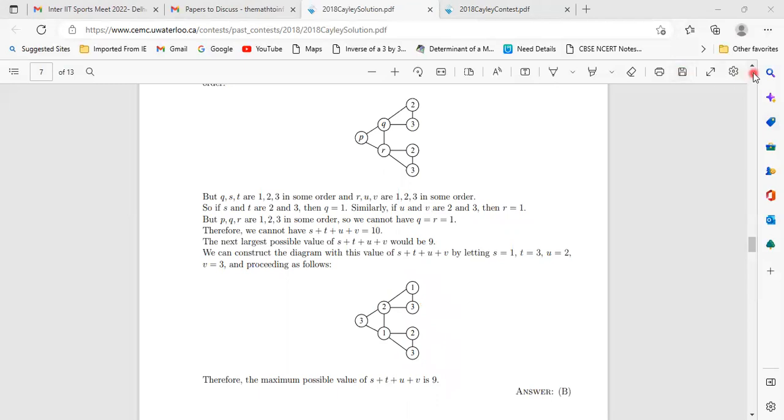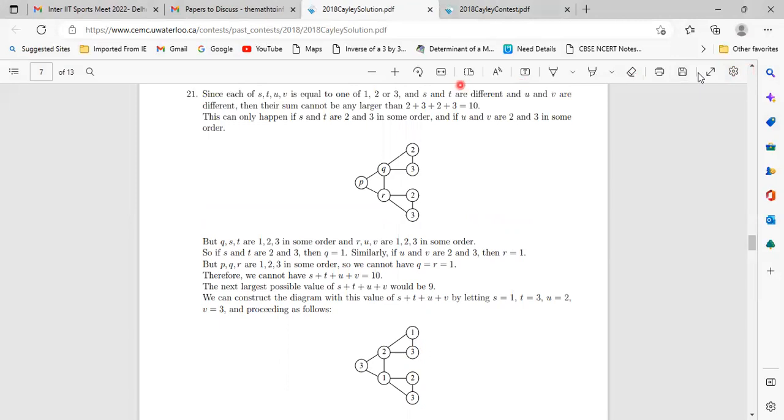I have a doubt. Why can't we have 11? Why is 11 not possible? Can you show me? Okay, try to place the values and show me why 11 is not possible.